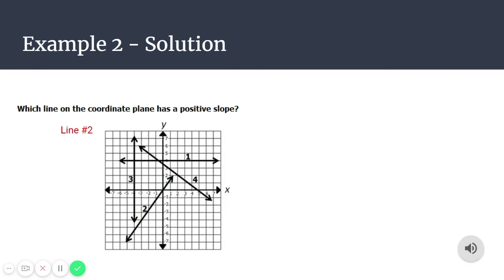So we are going to look at line number 2 as our solution, because as we start that line, each time we get farther and farther to the right, we're going higher and higher up. So as our x value is increasing or moving to the right, our y value is also increasing or moving up.